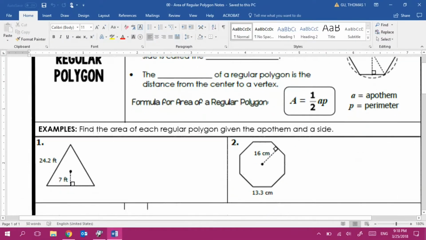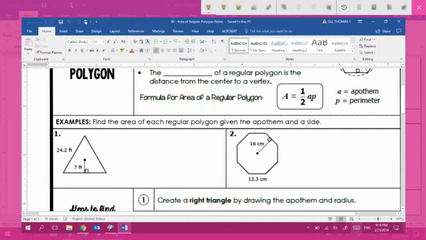In example number 1. Alrighty, so remember the formula is area equals 1/2 of the apothem times the perimeter. Alright, anyways, what's the apothem here? It's 7 feet right there. So I'm going to replace that with a 7. 1/2 times 7 times the perimeter.